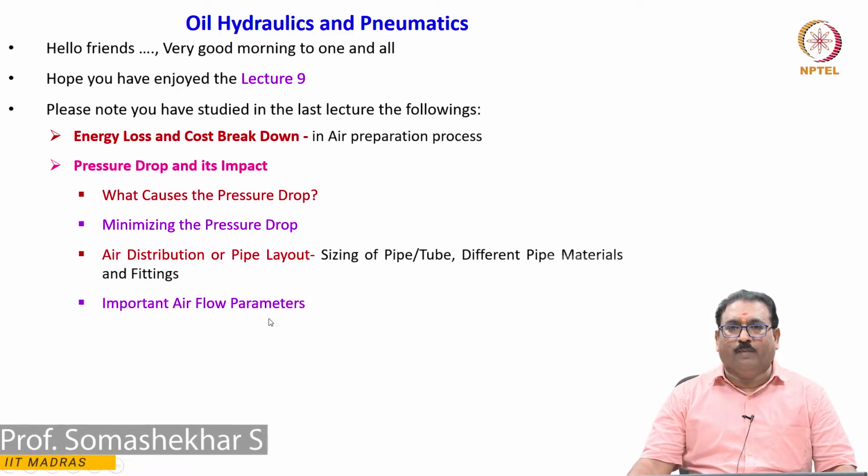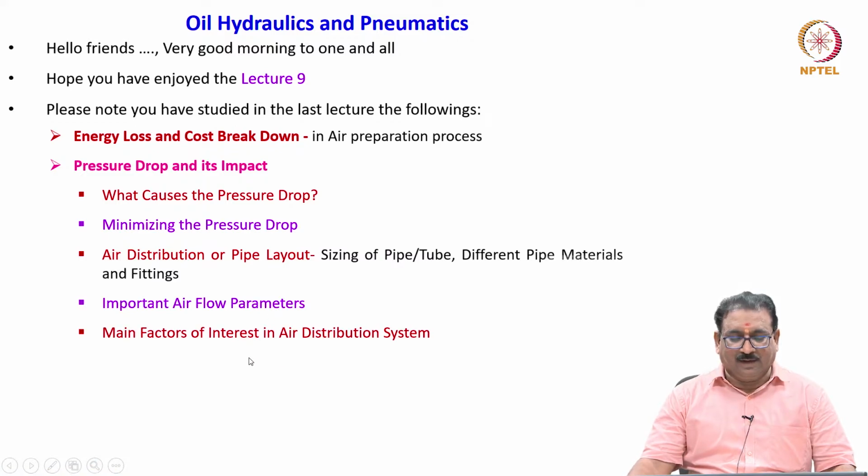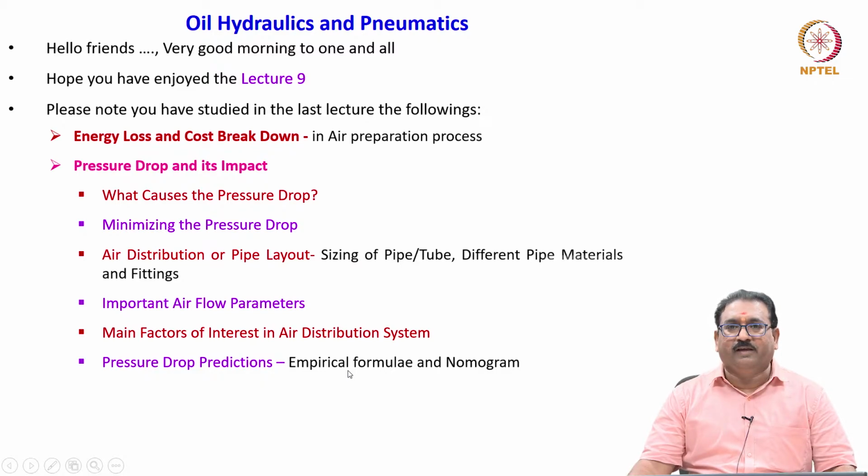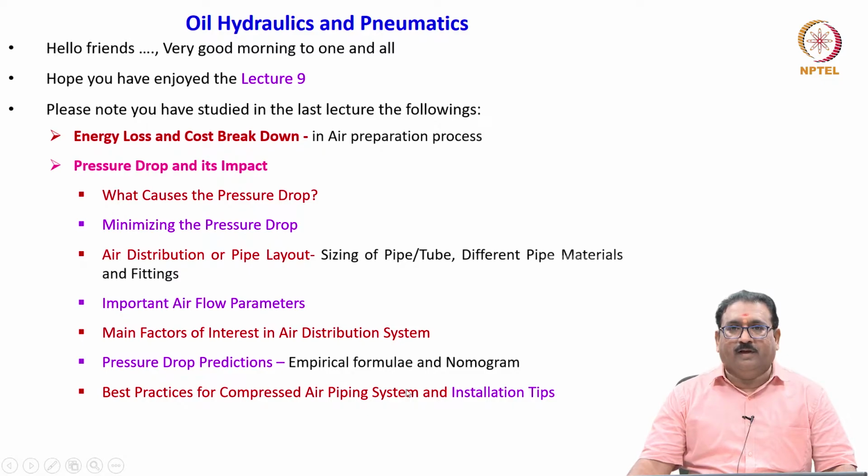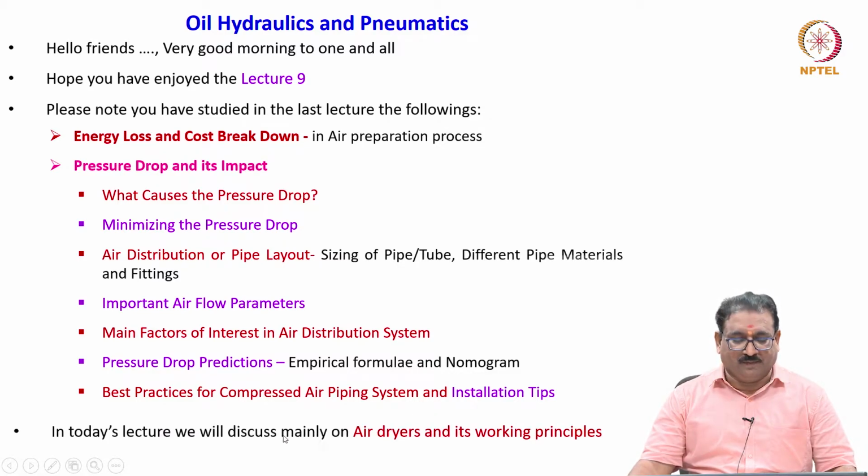important airflow parameters, main parameters of interest in the distribution system, pressure drop prediction using the empirical formulae and nomogram. Also we discussed the best practices for compressed air piping system and installation tips.